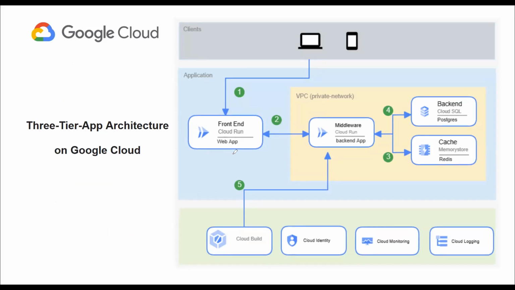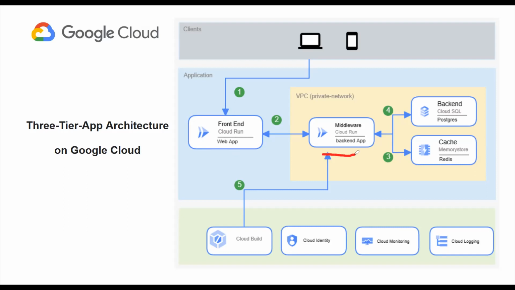Cloud Run is a serverless compute platform. It allows you to run stateless containers that are triggered by incoming HTTP requests. It automatically scales your containers up or down based on traffic, providing a cost-effective and scalable option for running your applications.